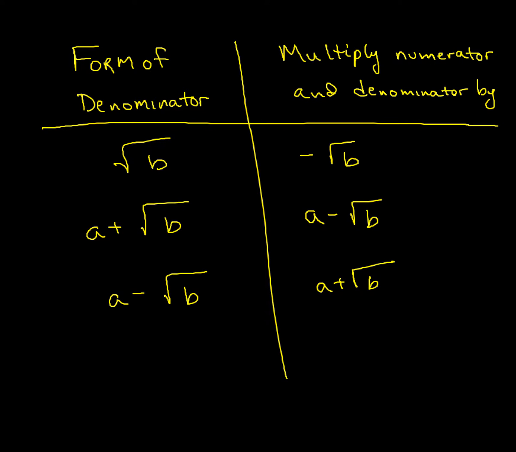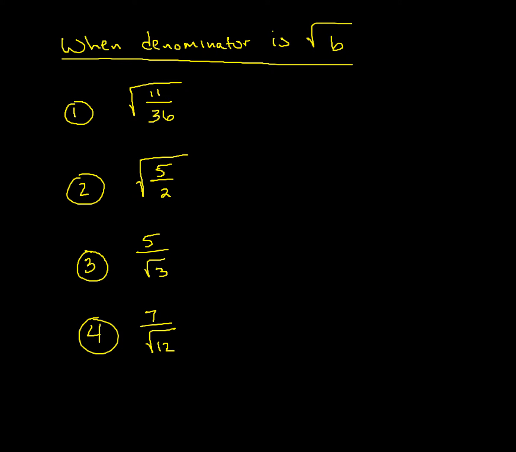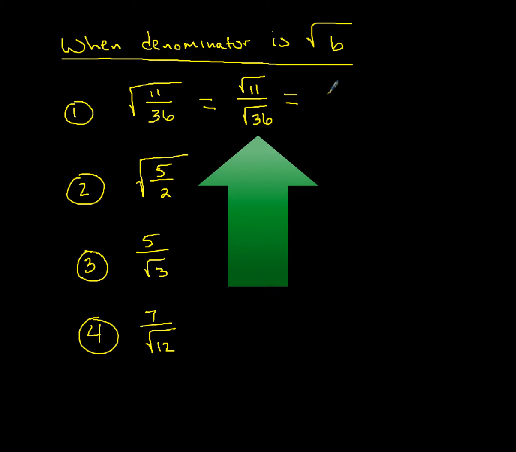Now we're going to do several examples of each one. Here are the first 4 examples that we'll go through together for when the denominator is square root of b. One of the things you have to recognize is one of the properties of square roots is that you can separate this into the square root of the numerator and the square root of the denominator. So when you have square root of 11 over 36, you can change that into each one of those separate radicals. The other piece that you have to recognize is that square root of 36 is a perfect square.